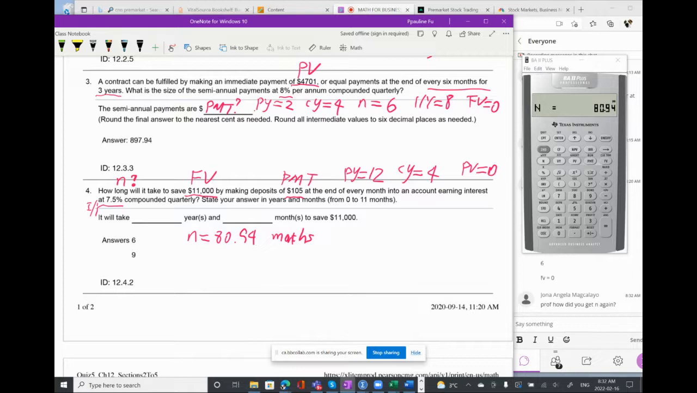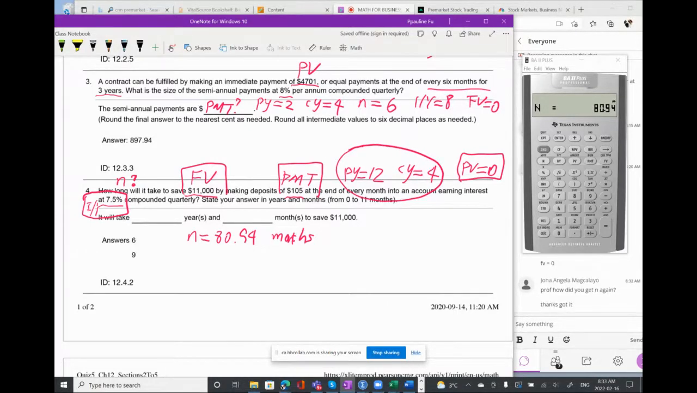How did you get to N again? Thank you, Juna. I just entered 4 numbers. FV 11,000, PMT negative 105, PV 0, interest IY 7.5. I entered those 4 numbers, but before I entered those 4 numbers, I set up PY 12, CY 4. Okay, thank you for asking, Juna. Enter 4 numbers, then compute N.